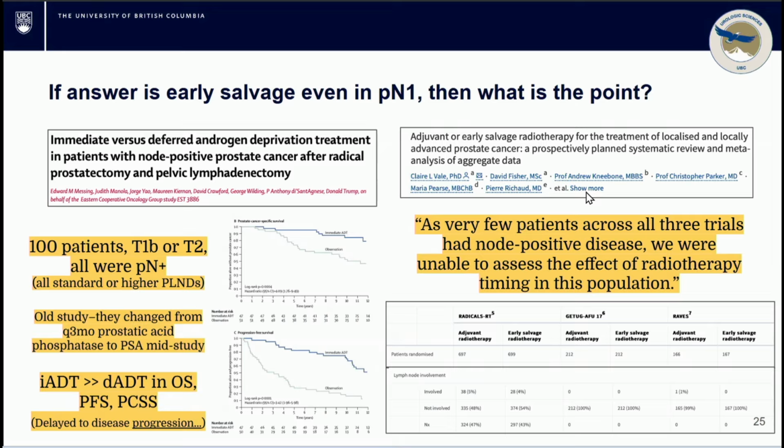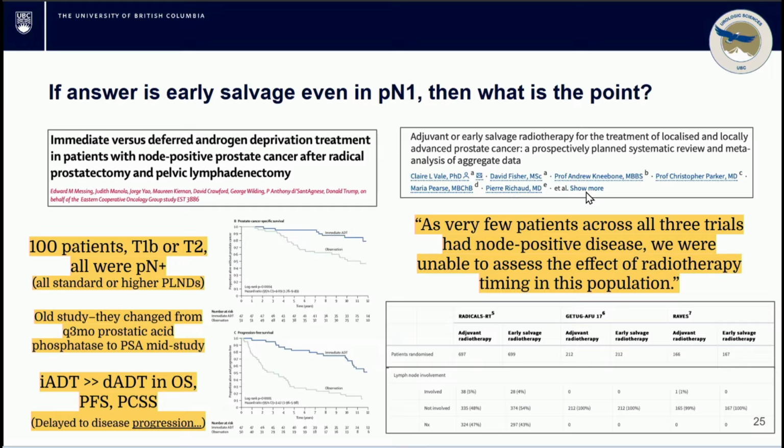The second paper on the right is the ARTISTIC meta-analysis. This is a pre-planned meta-analysis for adjuvant versus salvage radiotherapy. So that includes RADICALS, RAVES, and GETUG. And mainly, I want to draw attention to RADICALS because they did have some subgroup of pathologic node positive people. But unfortunately, we're trying to break down the subgroup and see if there's clinically node positive who would benefit from immediate radiation therapy. That subgroup is just too small.